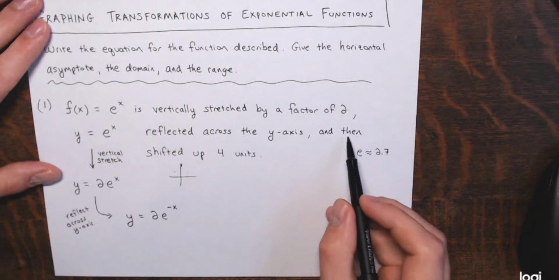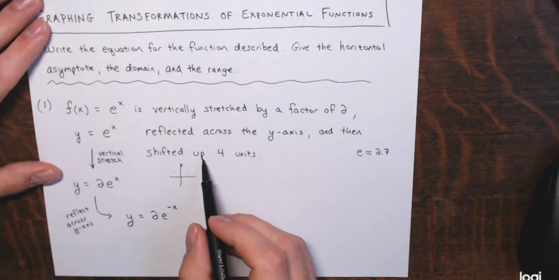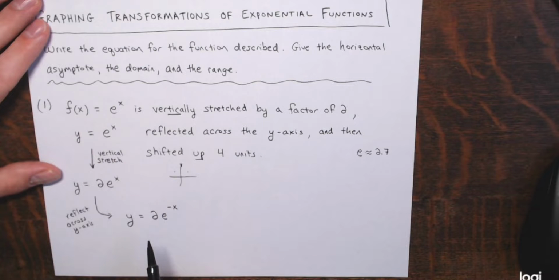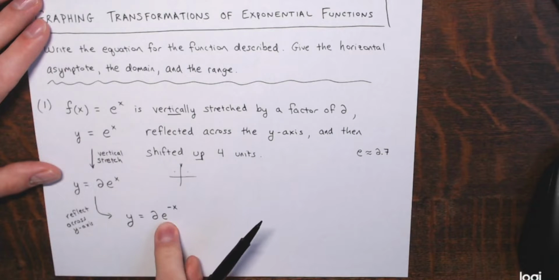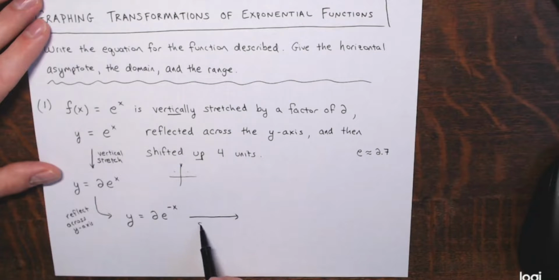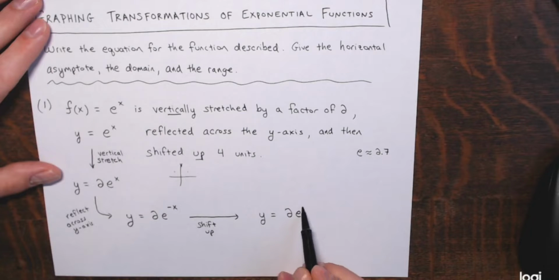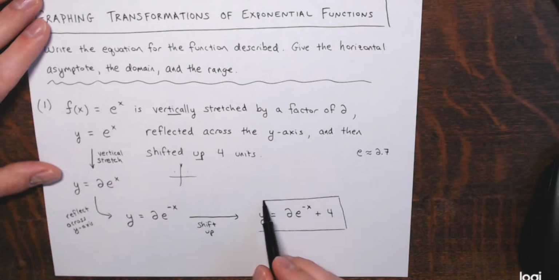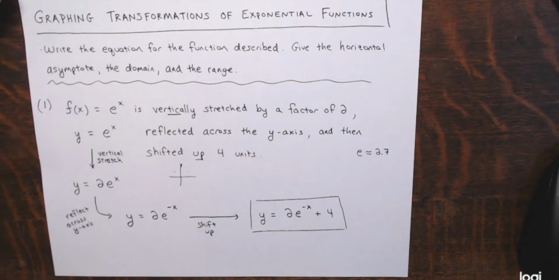And then finally, shift up 4 units. So it's another vertical transformation. Remember the vertical stuff, you leave the expression the way it was and then do something outside of it. So if I take this and shift up 4 units, you just leave the expression the way it was, so y equals 2 times e to the negative x, and then simply add 4. Plus 4 would move the graph up. And this is our final version of the function we're asked to graph.